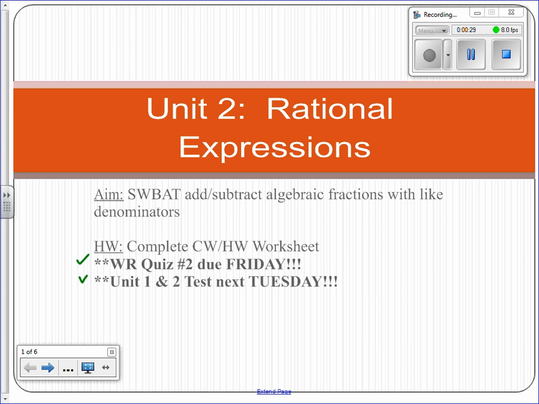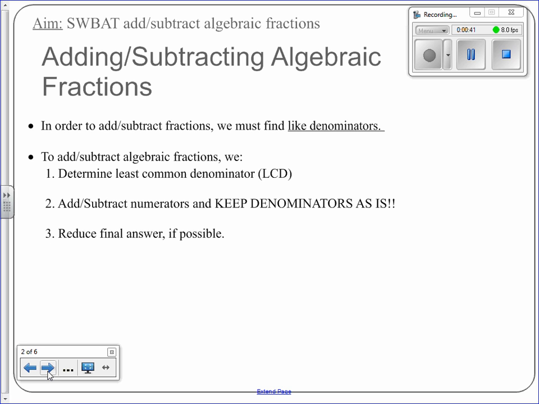unit on rational expressions. With all that said and done, today we're going to talk about adding and subtracting algebraic fractions that already have like denominators. So hopefully, as you guys have your steps here and can start jotting them down, you remember from back in your earlier math days, situations where you were looking to add fractions like so.